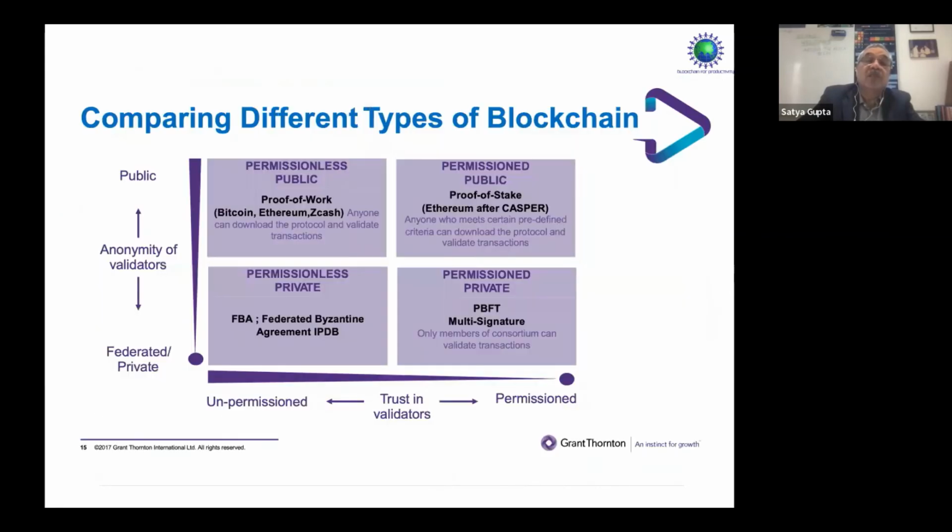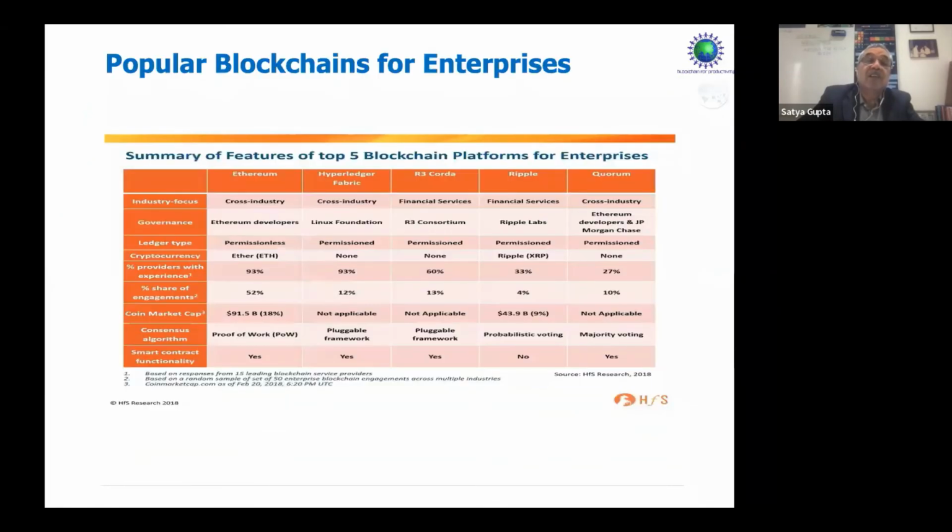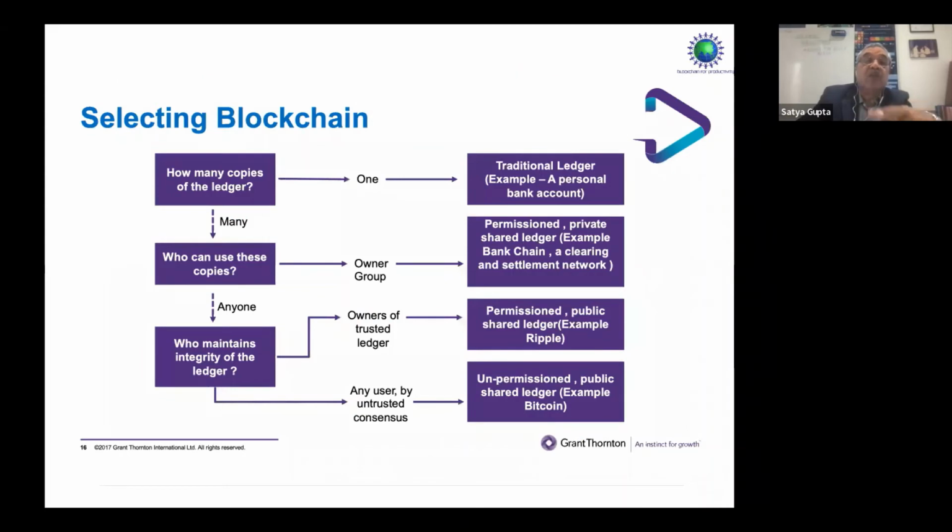We will not be spending much time here, because selecting the blockchain is very simple. If you need only one copy, no blockchain is required. A traditional ledger, you just digitize that. That itself will save 30% of the waste. If you have many copies, then who wants to own it? If there is a single owner, it has to be a permissioned private shared ledger, like a bank chain. If anyone can own it, it becomes public. Public can also be permissioned and unpermissioned.